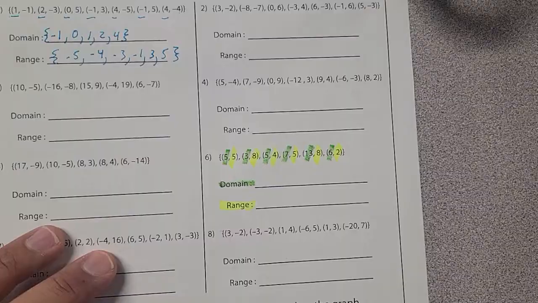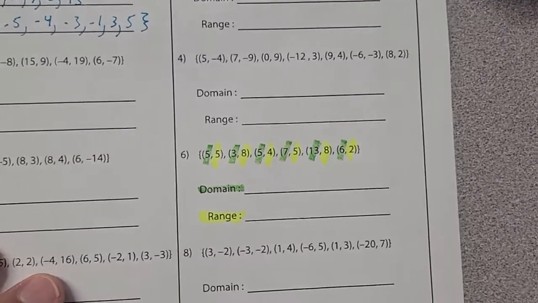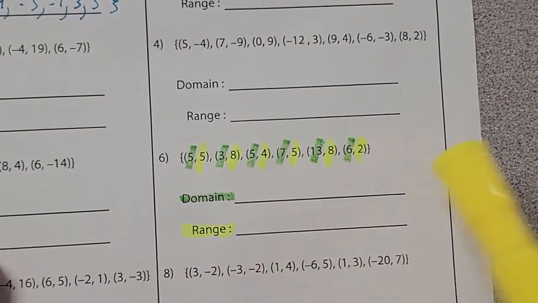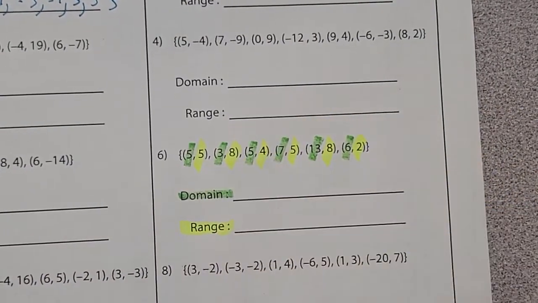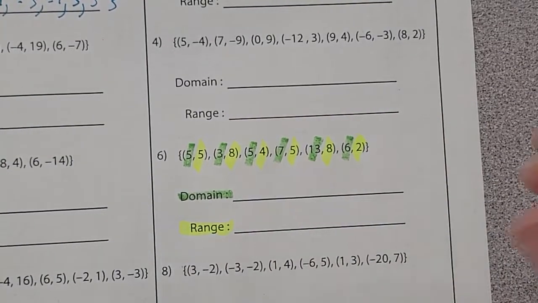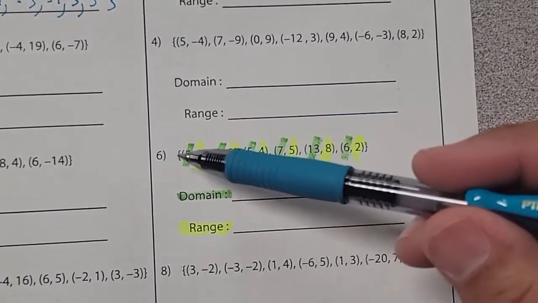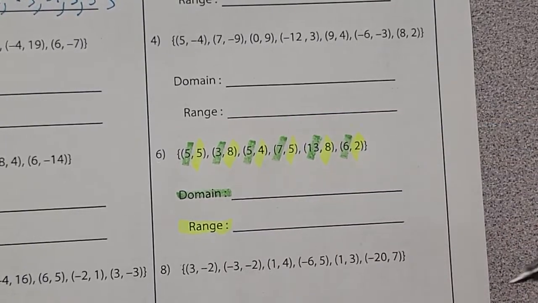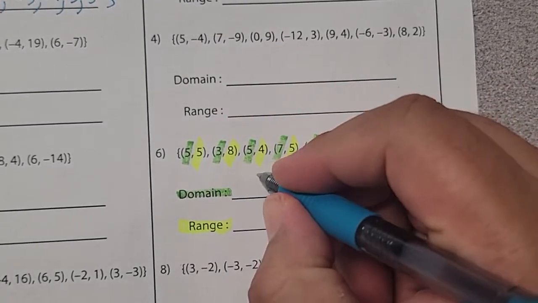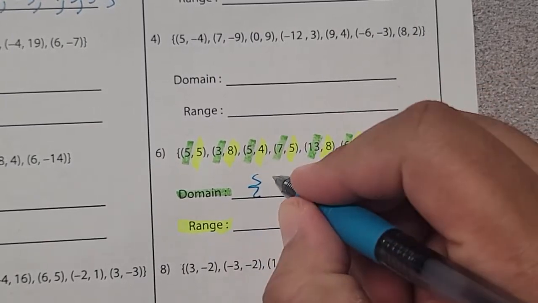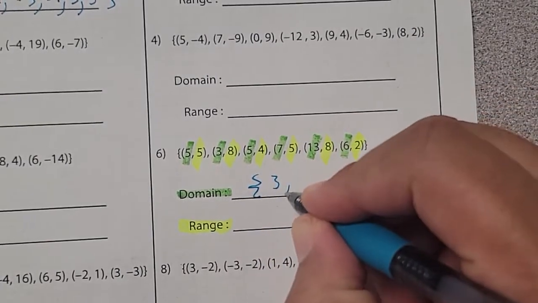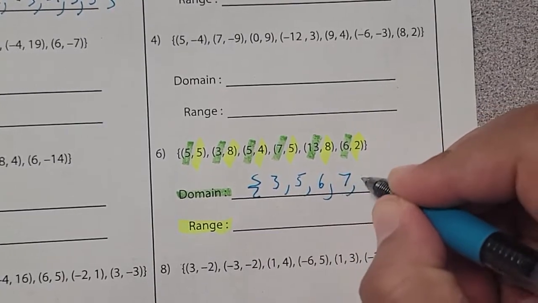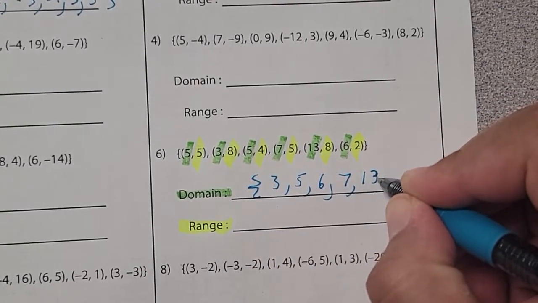All right, let me actually get a highlighter. All right, so I went ahead and I highlighted. All right, so the greens are the domain, and then the yellows are the range. So the domain is 5, 3, 5, 7, 13, and 6. So we're starting with the smallest number, which is going to be 3, 5, 6, 7, and 13.